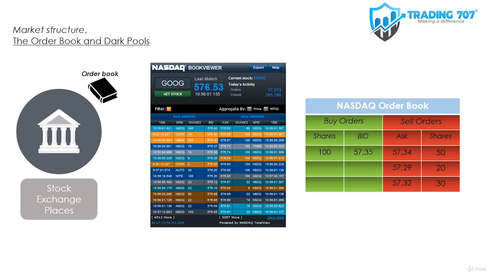Here are available 50 shares at $57.34, 20 shares at $57.29, and 30 shares at $57.32. In proportion to the available sell orders, you will therefore get 100 shares at an average price of $57.3240.